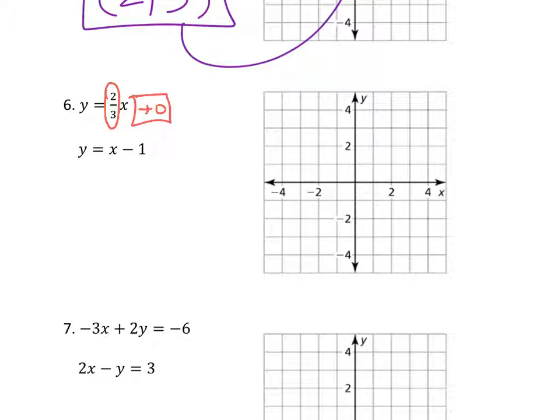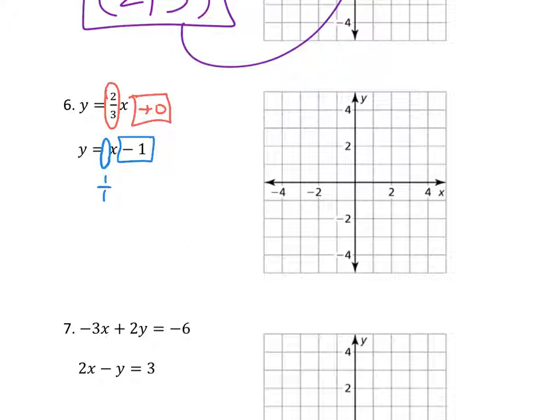What's the slope of the second line? 1 over 1, because the coefficient of x, when it's invisible, is 1, and 1 as a fraction is 1 over 1. What's the y-intercept of the second equation? Negative 1. Okay, with that information, I want you guys to practice graphing.